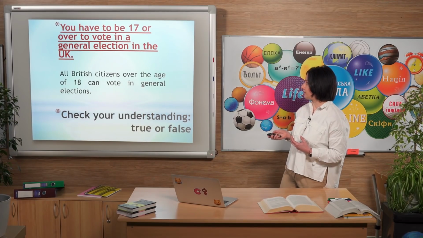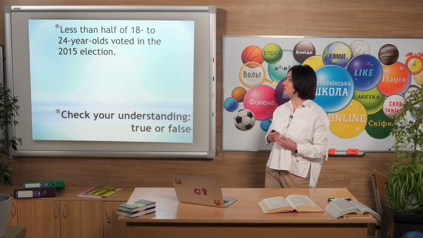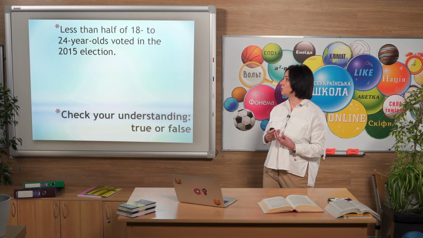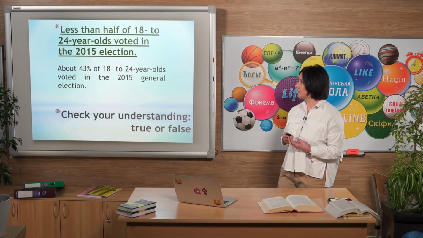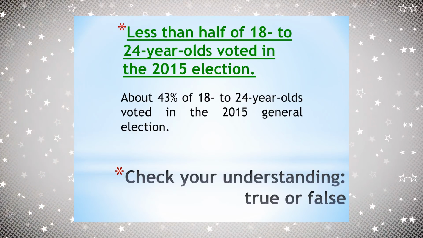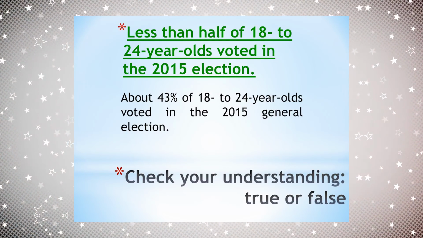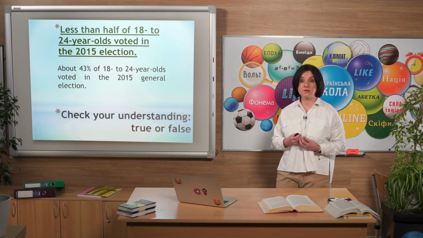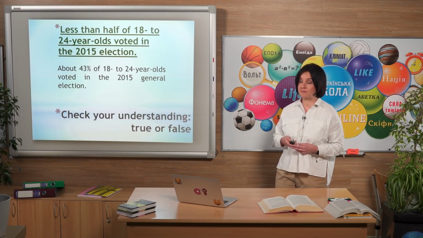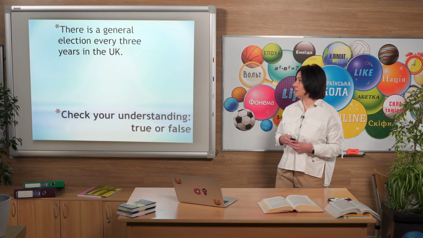So again, watch out for the synonyms. The next one: Less than half of 18 to 24-year-olds voted in the 2015 elections. The statement is true. About 43% of 18 to 24-year-olds voted in the 2015 general election. And 43% is the synonym to less than half. Half means 50%, and here we've got only 43%. Okay? And the last one.